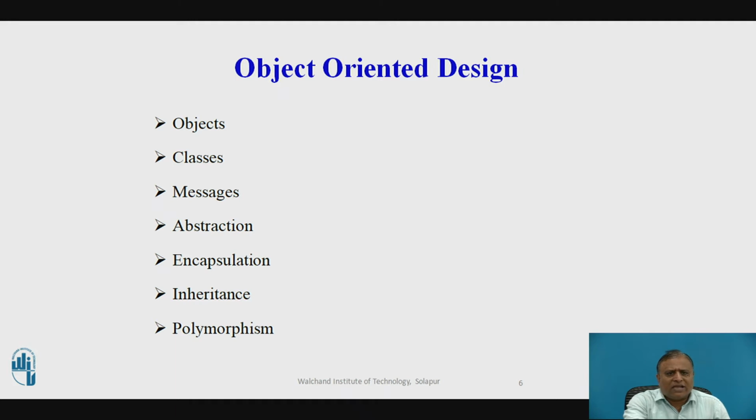Classes. A class is a generalized description of an object. An object is an instance of a class. A class defines all the attributes which an object can have and the methods which represent the functionality of the object.